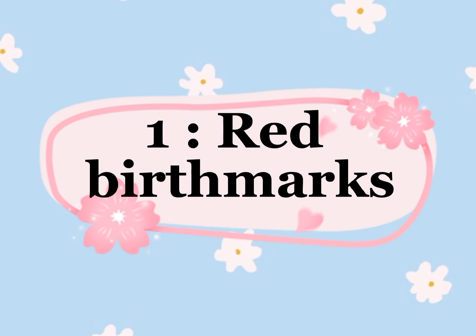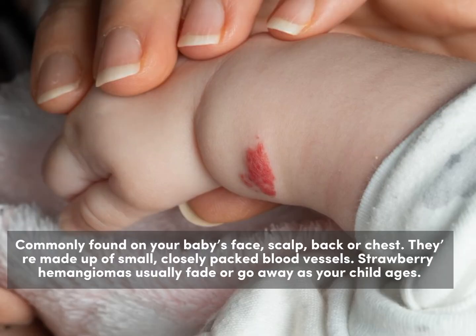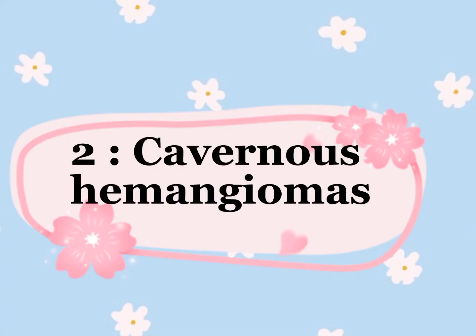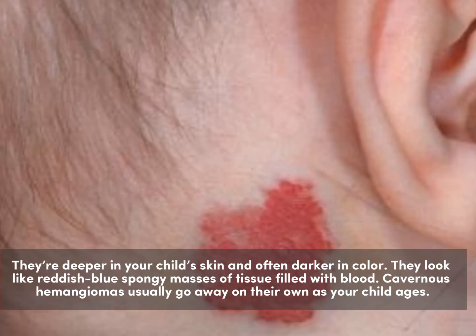1. Red birthmarks. Commonly found on your baby's face, scalp, back, or chest. They're made up of small, closely packed blood vessels. Strawberry hemangiomas usually fade or go away as your child ages. 2. Cavernous hemangiomas. They're deeper in your child's skin and often darker in color. They look like reddish-blue spongy masses of tissue filled with blood. Cavernous hemangiomas usually go away on their own as your child ages.